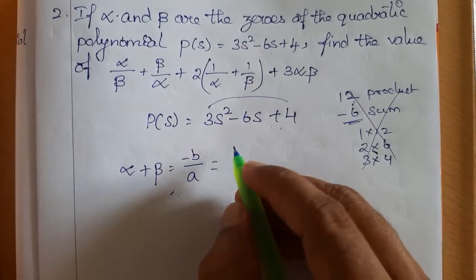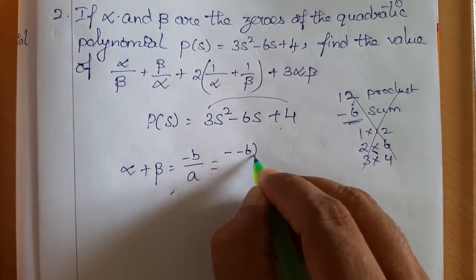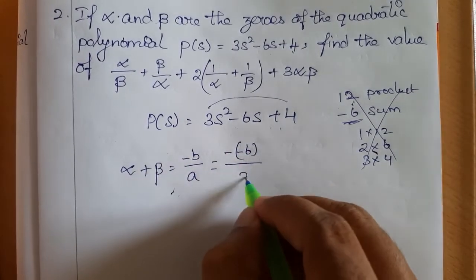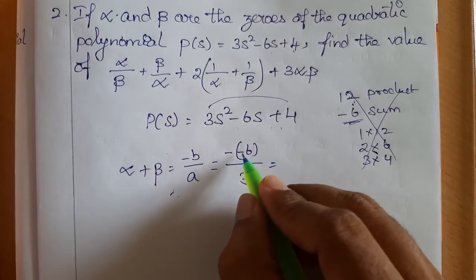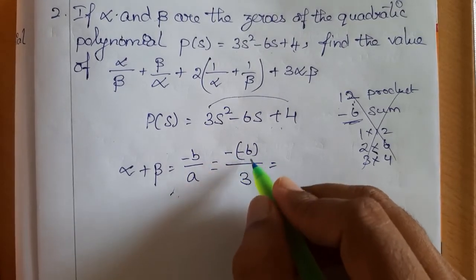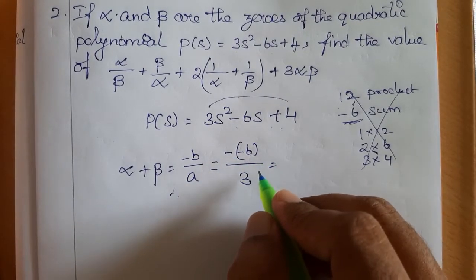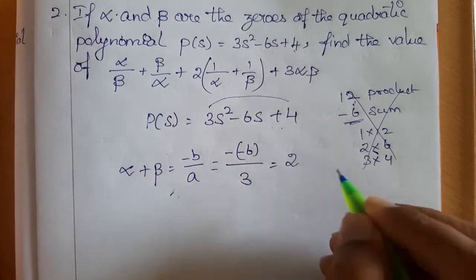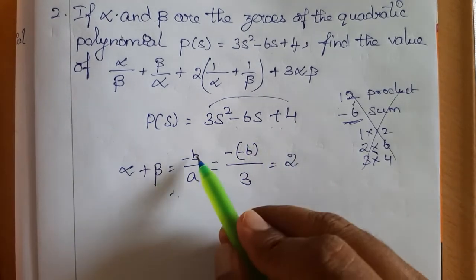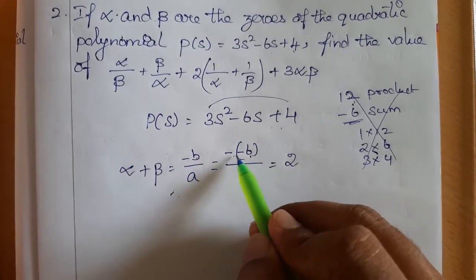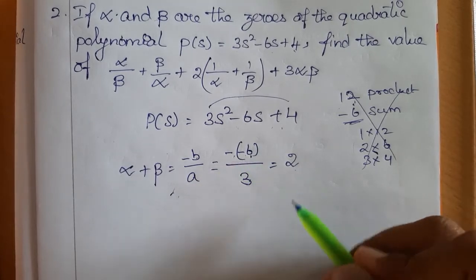Here, what is the b value? Minus 6, right? So minus of minus 6 divided by a, which is 3. So minus into minus is plus, 6 by 3 is 2, right? The value is 2. Clear? The b value is minus 6, so minus into minus is a plus, and 6 by 3 is 2.